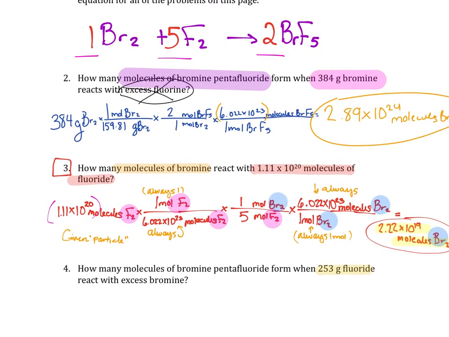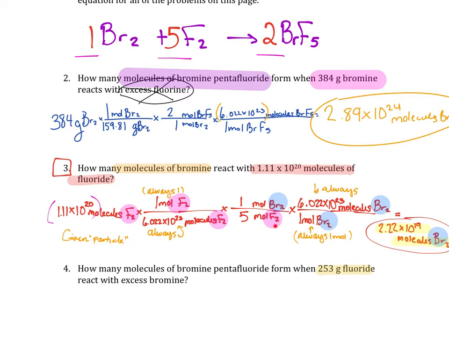Number 3 says how many molecules of bromine react with 1.11 times 10 to the 20th molecules of fluorine. Now we know that fluorine is a diatomic, and when listed alone is going to have that 2. That's why you'll see that I have the 2 next to F. The reason I have the F's all highlighted in pink and the B's all highlighted in blue is to show you where that transition of elements is within the problem.